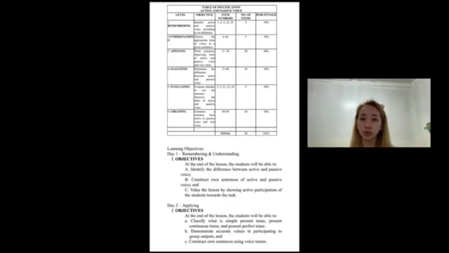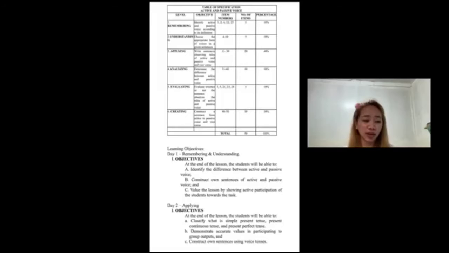And day 2 has a domain of applying. The objectives in day 2: at the end of the lesson, the students will be able to A. classify what is simple present tense, present continuous tense, and present perfect tense. Letter B, demonstrate accurate values in participating in group outputs. And letter C, construct own sentences using voice tenses.